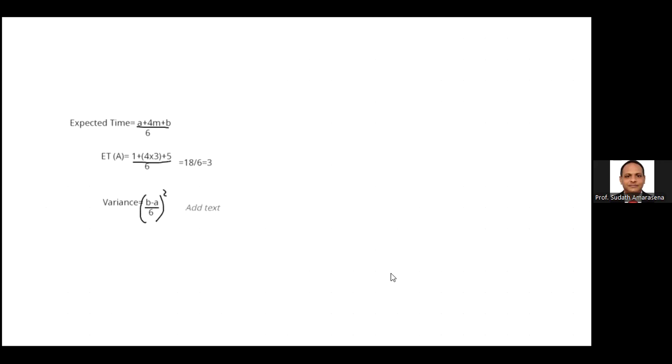For activity A, we can see that sample B value is 5, as the question is given, minus sample A 1, divided by 6, divided by 6, get the squared. I think you should use a calculator for this calculation. I calculate only for the activity A, both expected time as well as variation.